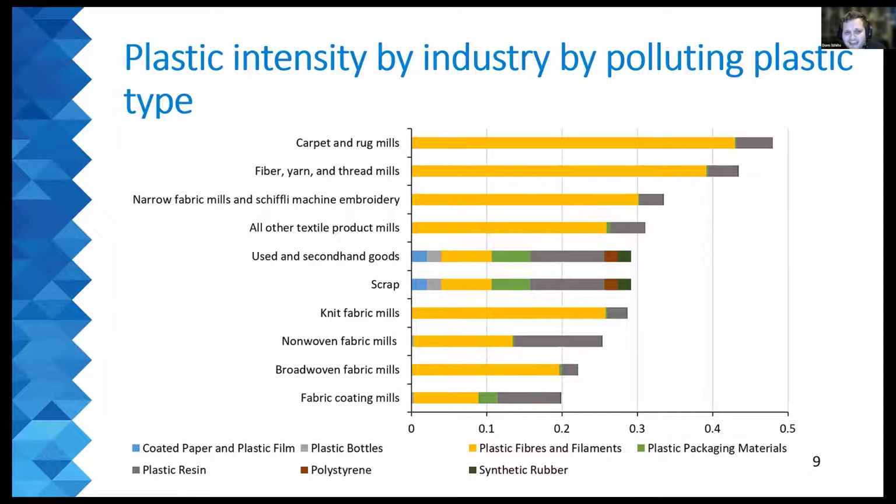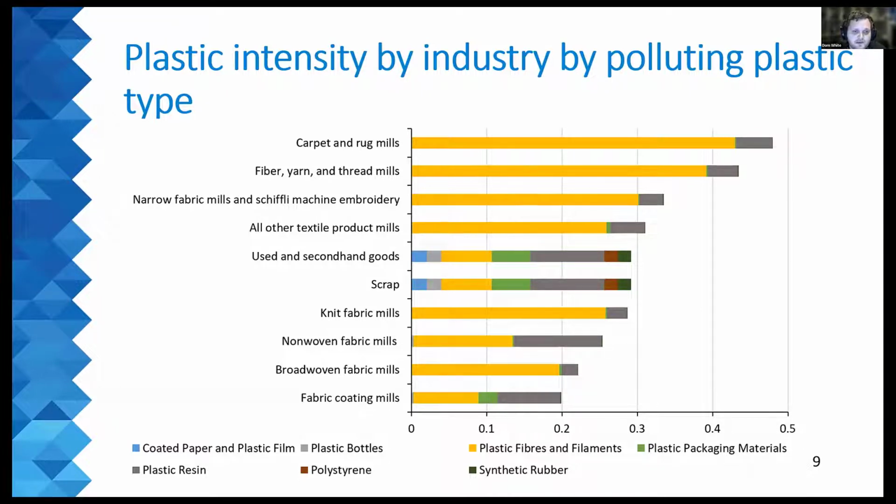Now, there are 2 key issues with viewing plastic intensity in this way. One of these issues is highlighted by the fact that used in secondhand goods and scrap are present in both of these graphs, as they have the 2 lowest value outputs in the US EORA data set. And so for industries with low value output, their plastic intensity will be inflated because any input into production will be seen as a large intensity. The second issue is that $1 of one plastic commodity is not the same as $1 of another plastic commodity. For example, $1 of plastic bottles is not the same as $1 of synthetic rubber.